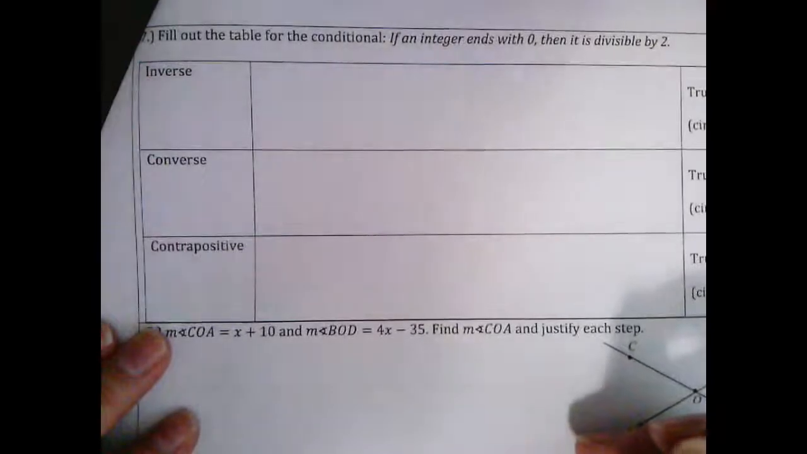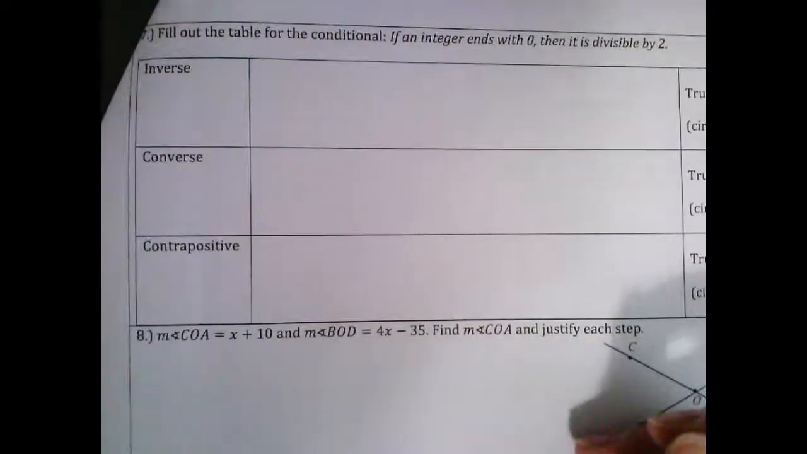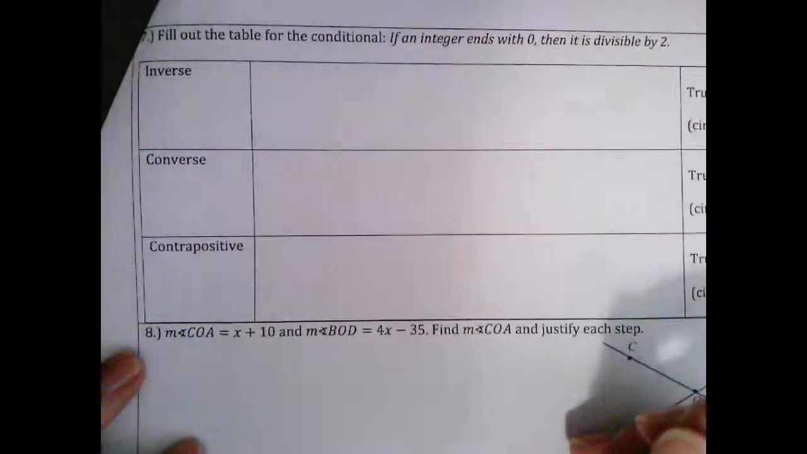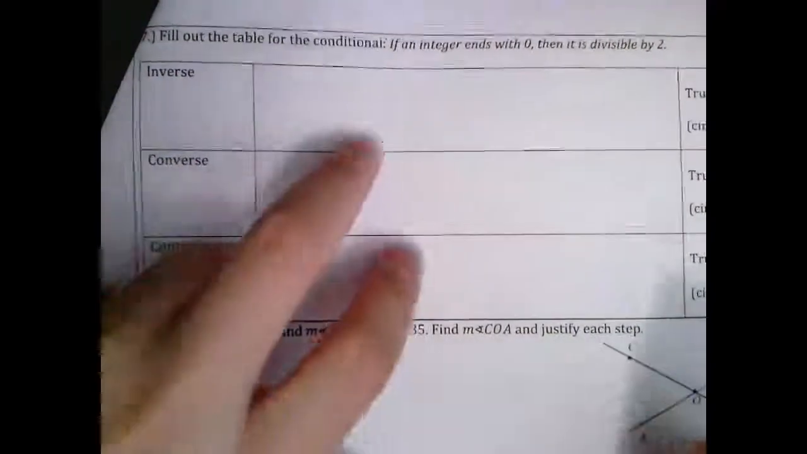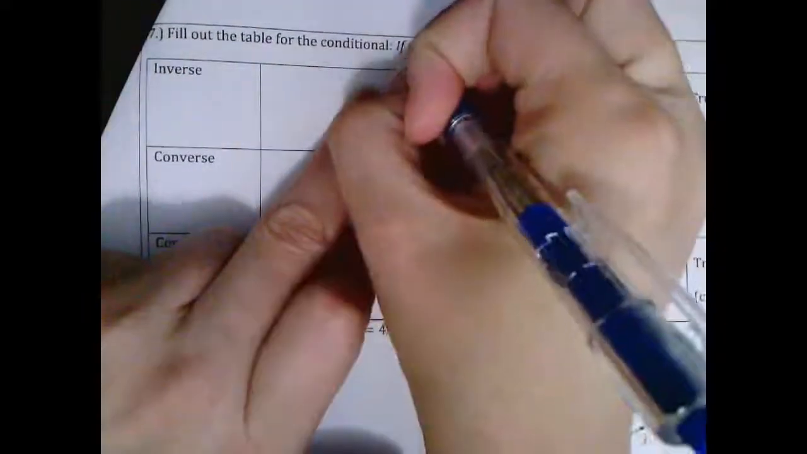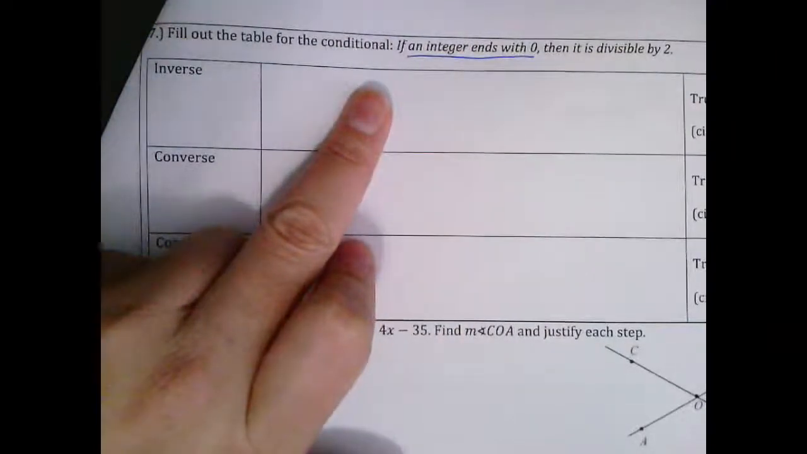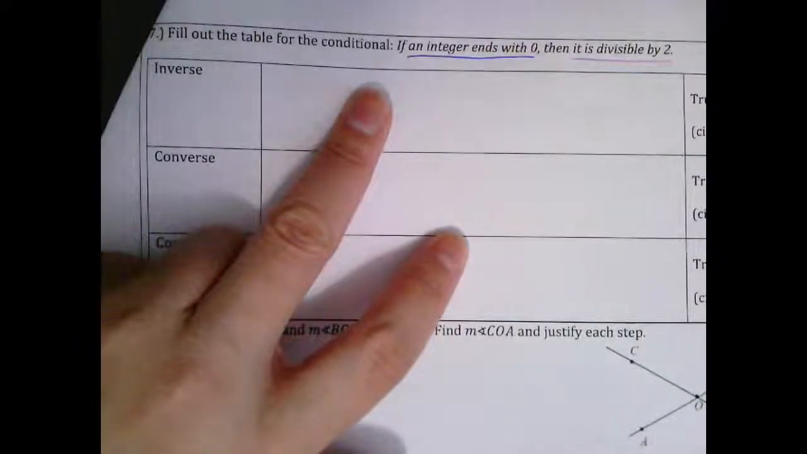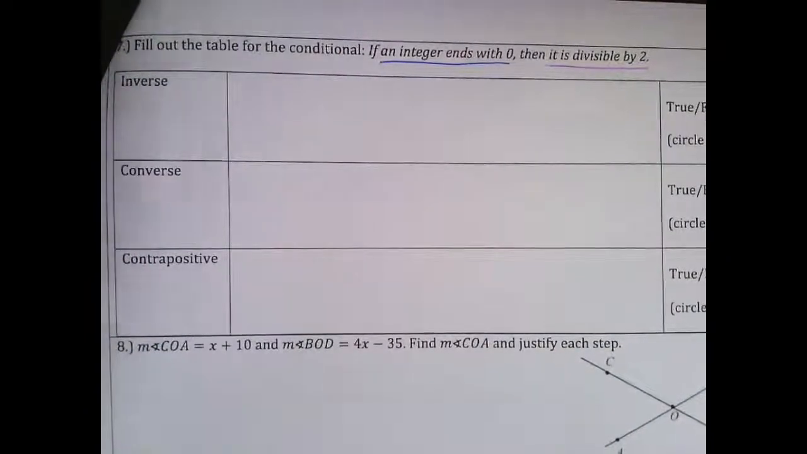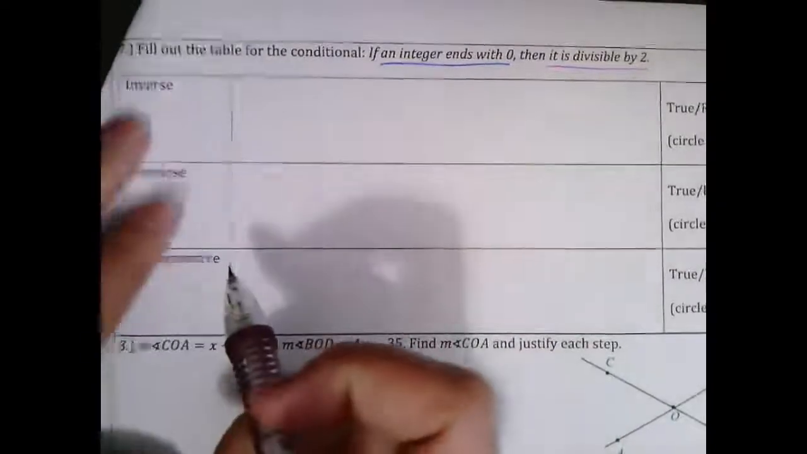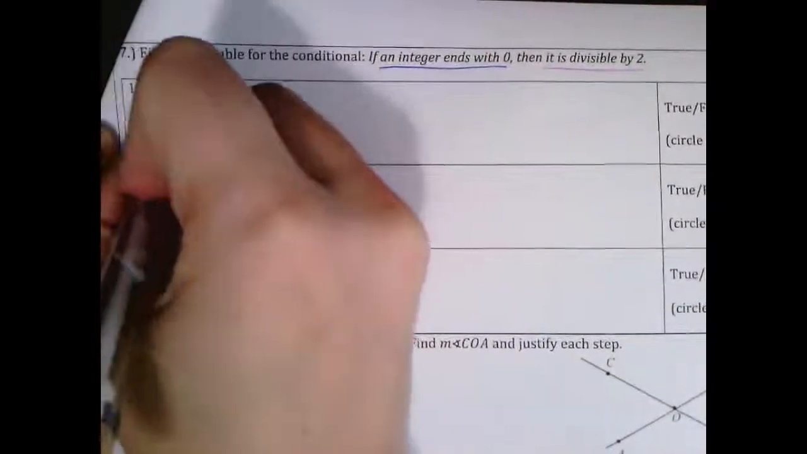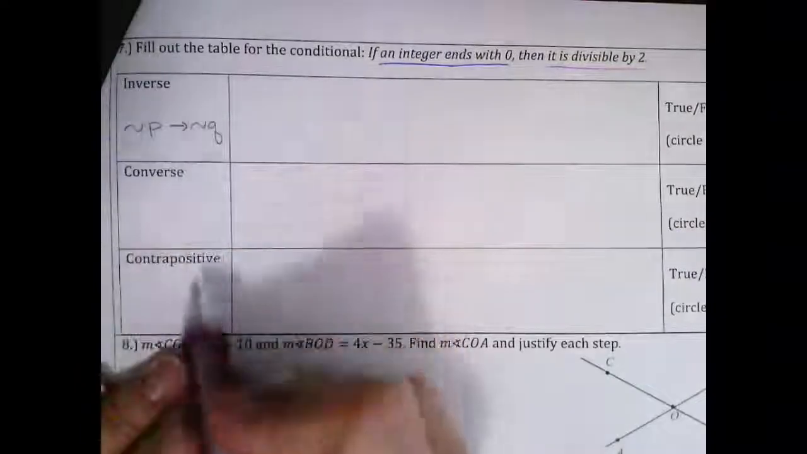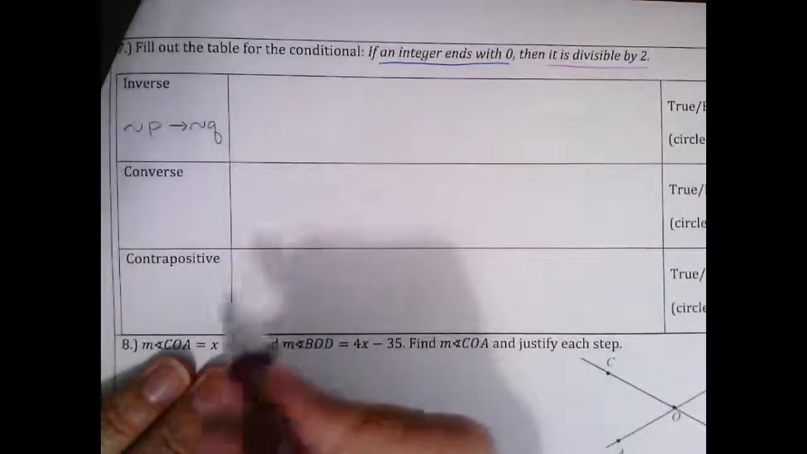For the next example, we are filling out this chart. So we need to find the inverse, converse, and contrapositive of this statement. If an integer ends in 0, then it's divisible by 2. In this statement, an integer ends with 0 would be the hypothesis. It is divisible by 2 would be the conclusion. So to find the inverse is the negation of P followed by the negation of Q. So make sure you know what all these words mean: inverse, converse, contrapositive, conditional, etc.